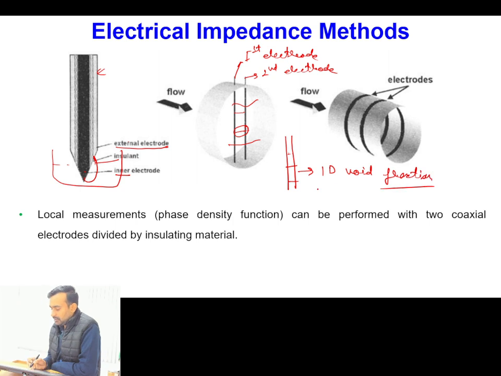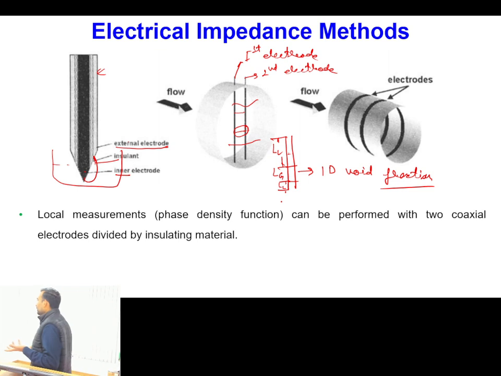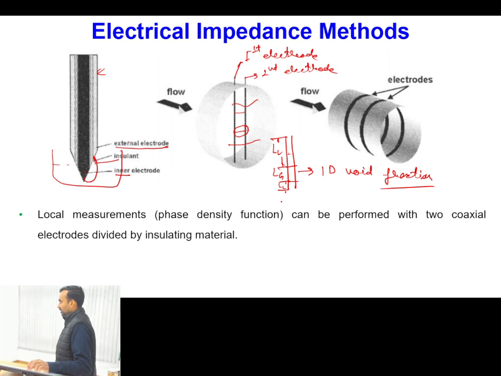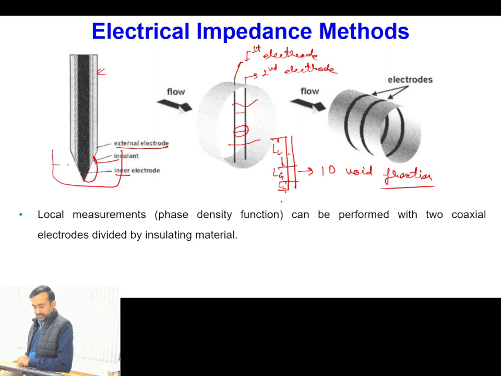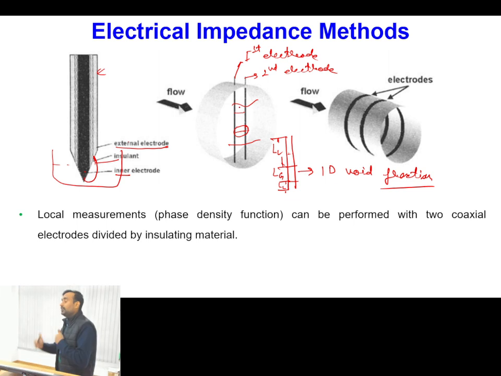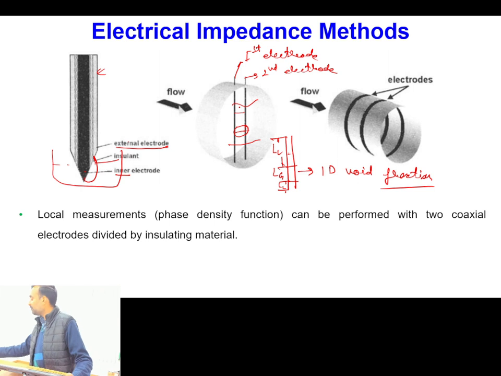Why one-dimensional void fraction? Because I can measure that, say, this much portion is of gas length, this much portion is of liquid length, and then again this is liquid length. Depending upon the length of the gas portion and the liquid portion, my electrical resistance between the electrodes will vary, and accordingly my output signal will vary. Is this one clear? So from here we will get the one-dimensional void fraction. Now these two arrangements were such that they were interfering with the flow.